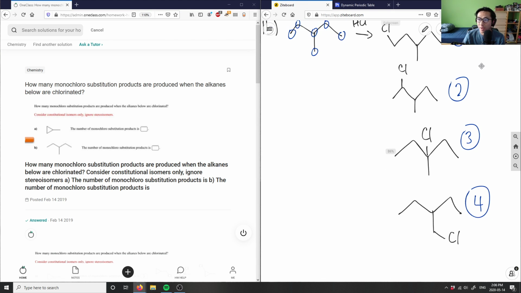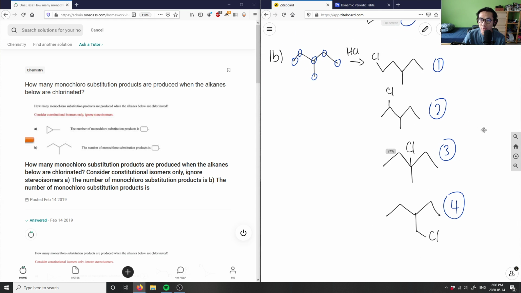And as I said before, if you chlorinate between these 2 spots as well, they're going to be the same thing as this first product.